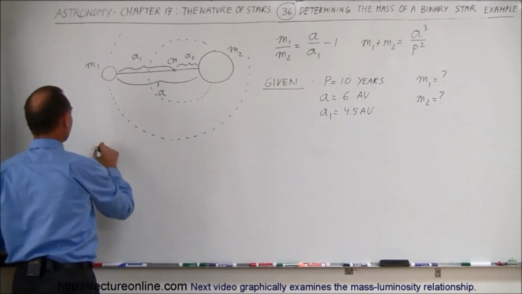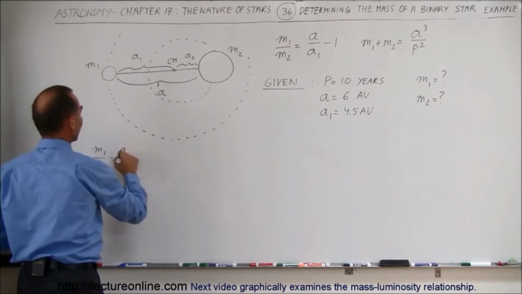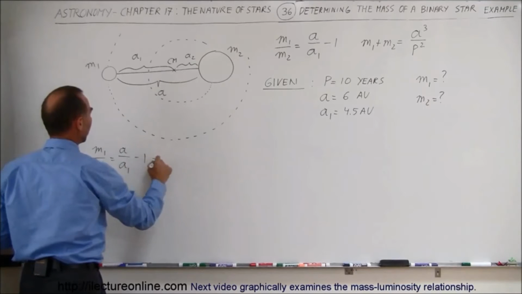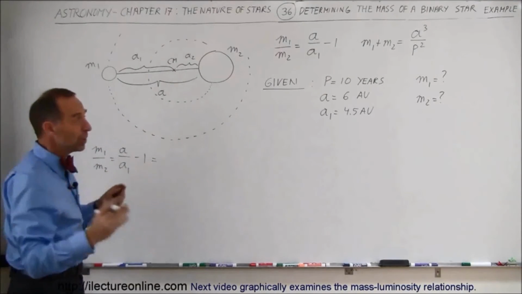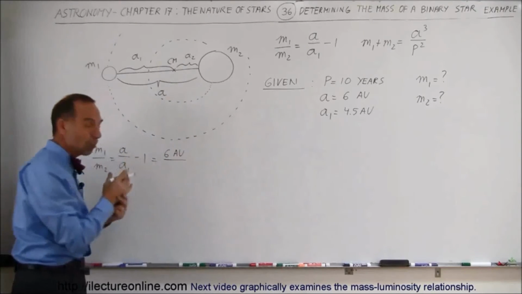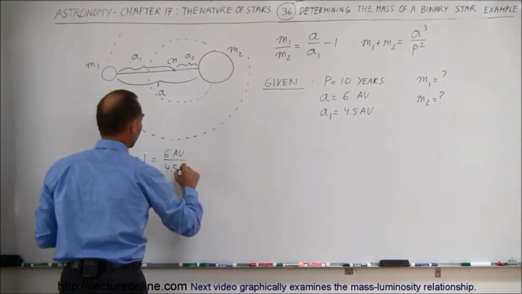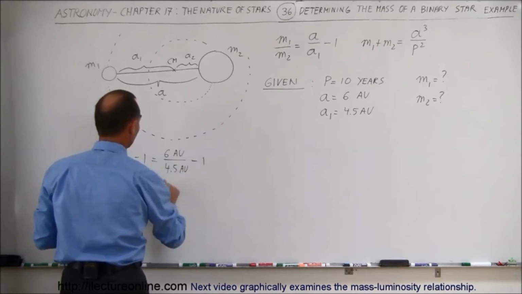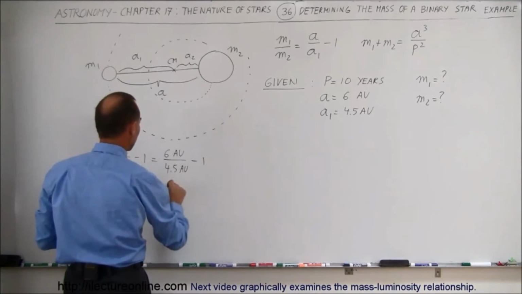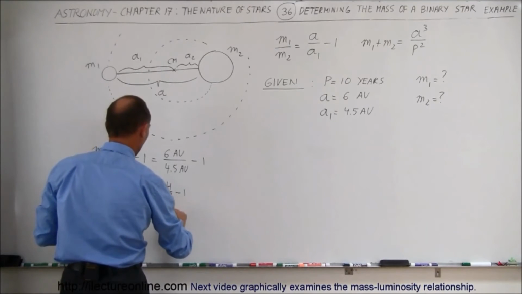So we know that m1 divided by m2 is equal to a divided by a sub 1 minus 1. And so a is the distance between them, which is 6 astronomical units, divided by the distance for the small star to the center mass, which is 4.5 astronomical units, minus 1. So 6 divided by 4.5 is 4/3, and 4/3 minus 1 is 1/3.